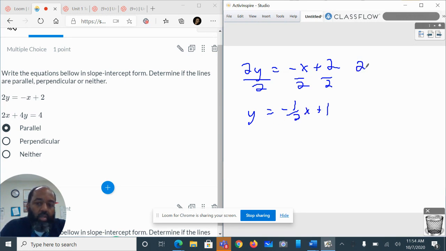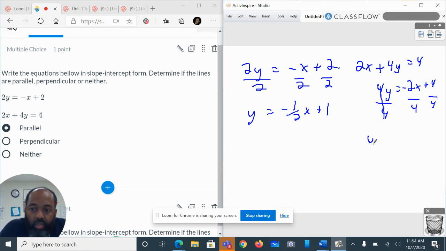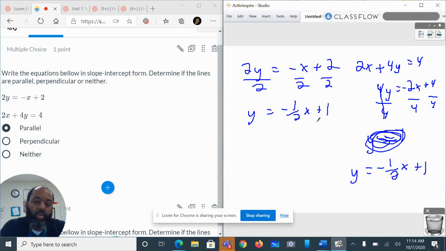And the other one is 2x plus 4y equals 4. Subtract 2x, bring it to the other side. So I got 4y equals negative 2x plus 4. Divide everything by 4. So y is equal to negative 1 over 2x plus 1. Slopes are the same, so that one's going to be parallel.